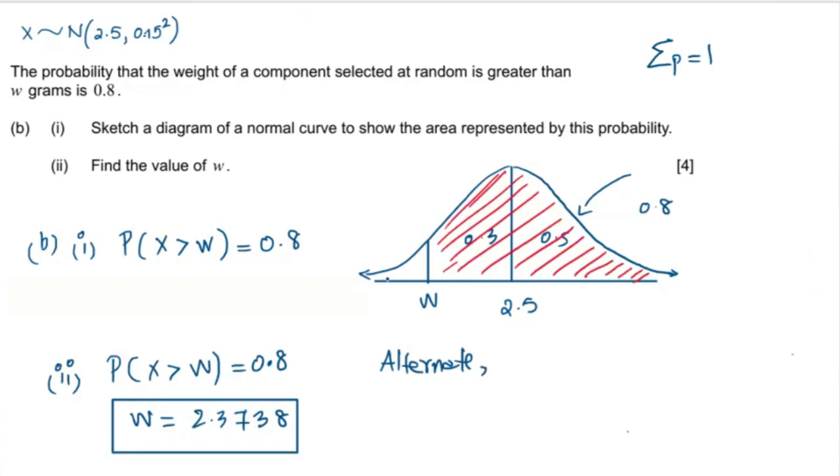Now, what can be the alternate way of finding the same area? You can try this on your own. If you choose the left, like X less than W, then you will use the area as 0.2 and use your GDC to get the correct answer. So you can give your final answer correct to three significant figures. That's going to be 2.37 for W.